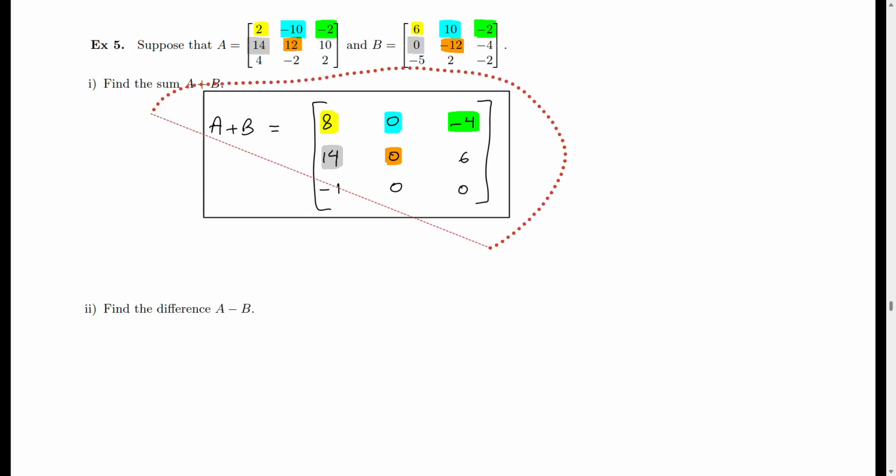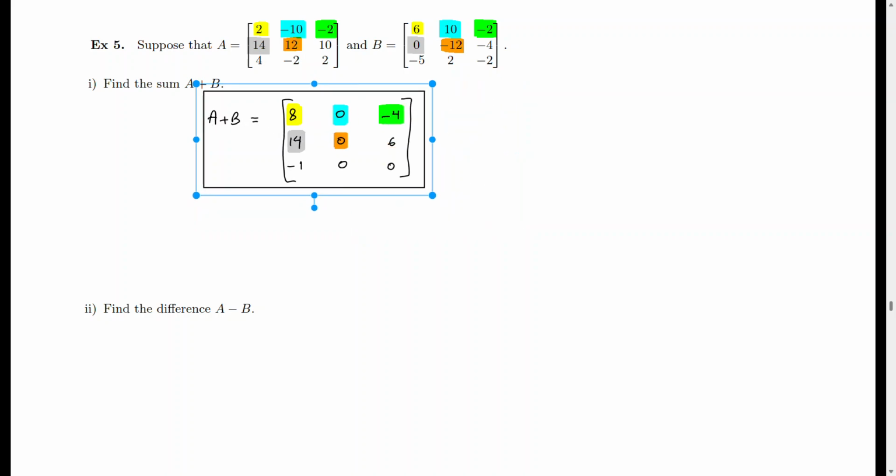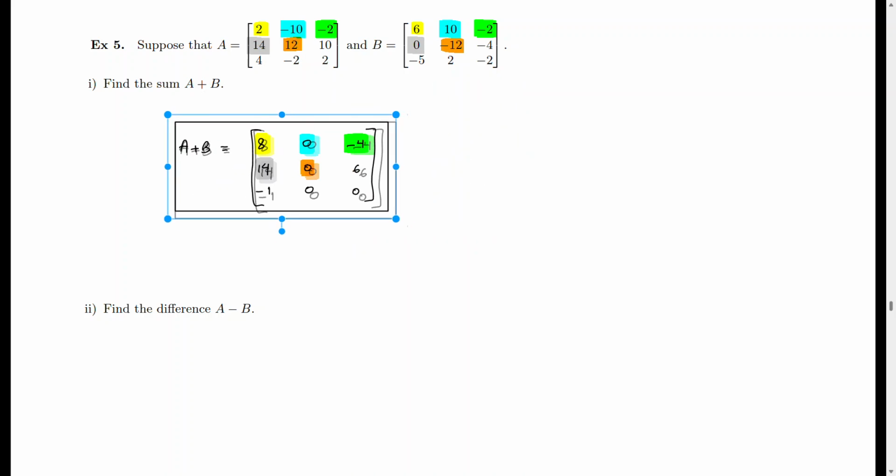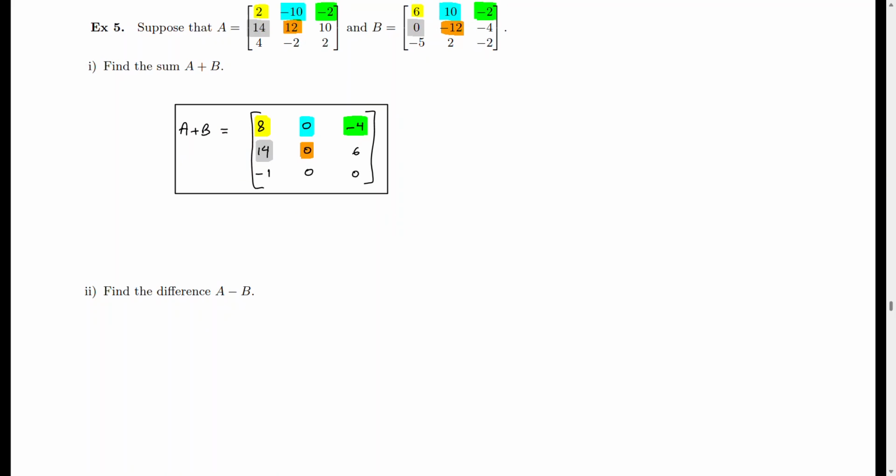So just like before, if you start with a 3 by 3, you should end up with a 3 by 3. If you start with a 2 by 2, you should end up with a 2 by 2, and so on and so forth. We just have to be a little bit more careful when we're doing A minus B, because we are subtracting and there's a lot of negative signs already there.